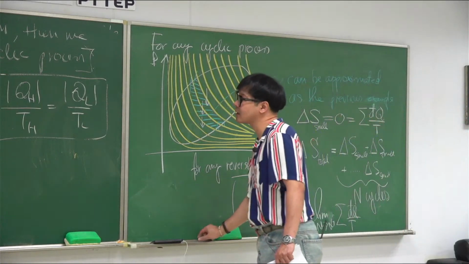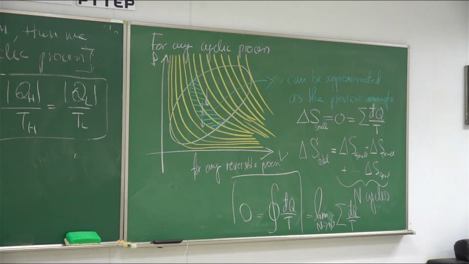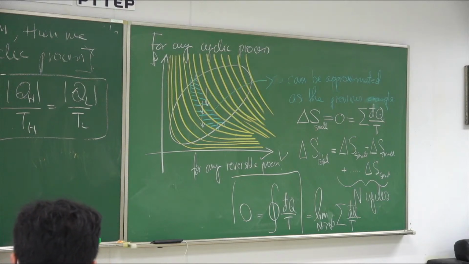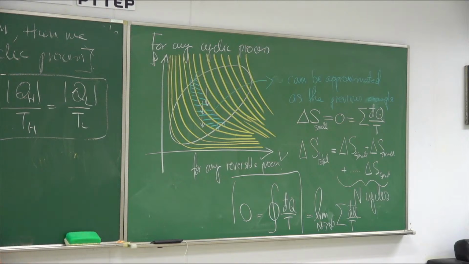Then, so from this, we now define the entropy change from I to F. Okay, it's going to be this. Okay, this is a definition of entropy change.